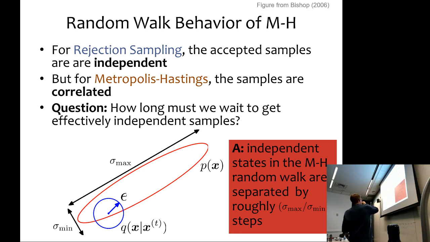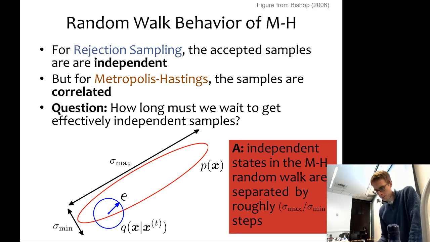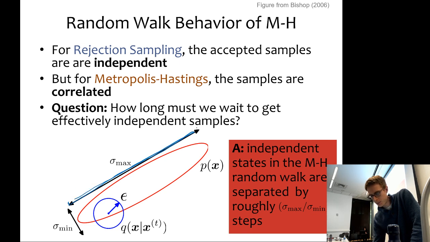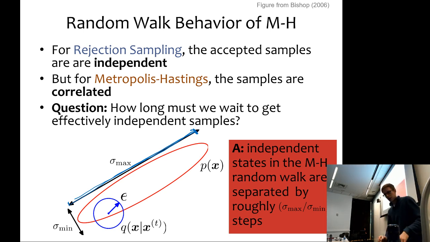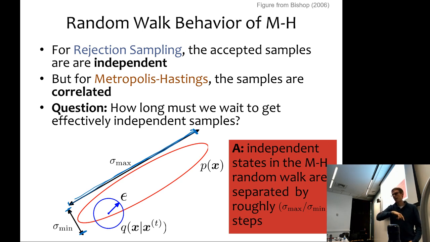If we have a Gaussian proposal distribution, then independent states in the Metropolis-Hastings walk are separated roughly by (sigma max over sigma min) squared steps. The reason for that is that sigma max is the large variance direction of P of x, and sigma min is the small variance direction of P of x, in a two-dimensional case. And the random walk, in order to get independent states, essentially needs to be moving almost entirely across the actual high probability region.